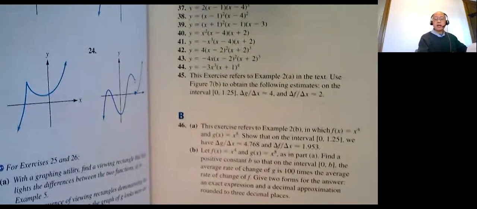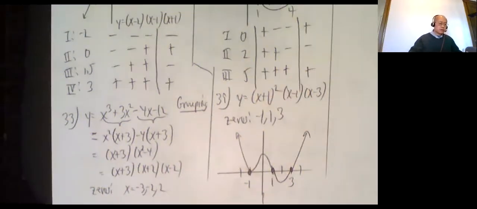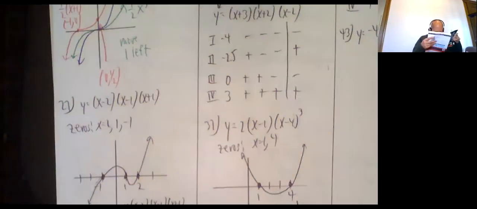Okay, so -4x, x minus 2 squared, x plus 2 cubed. Okay. Y equals -4x, x minus 2 squared, x plus 2 cubed.